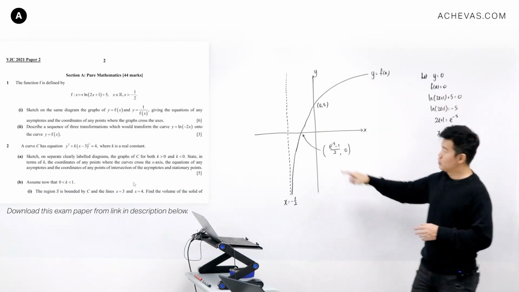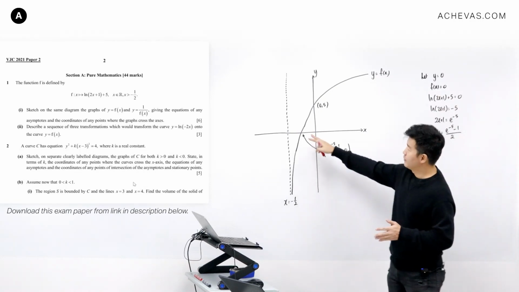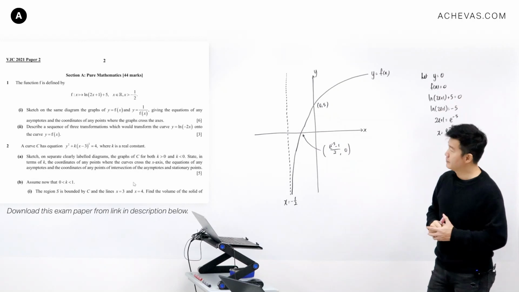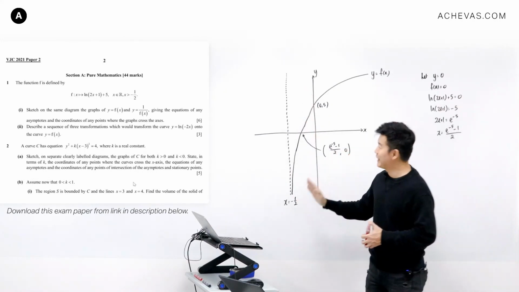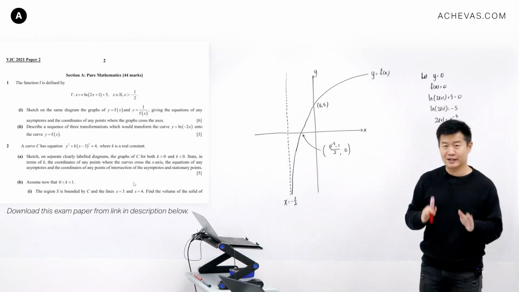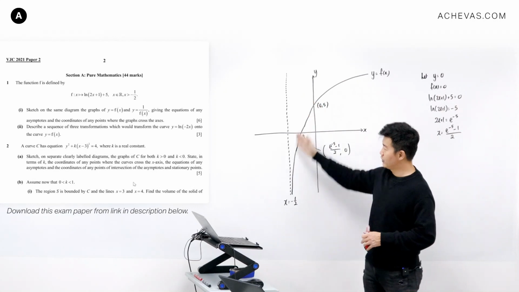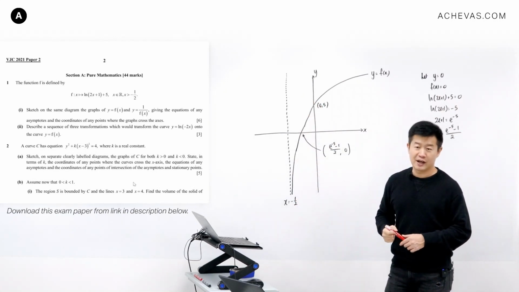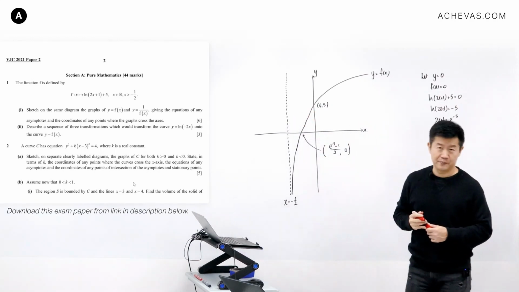So I'm going to make use of the process that we have discussed on the Achevas TV. First, I'm going to look at the x-y intercept, and then I'm going to look at the, actually first we are supposed to be looking at the asymptotes. So let's take a look at the asymptote. There's only one asymptote from the original f(x). So for the vertical asymptote, it is going to be giving us an x-intercept. So the graph is going to be starting from here.